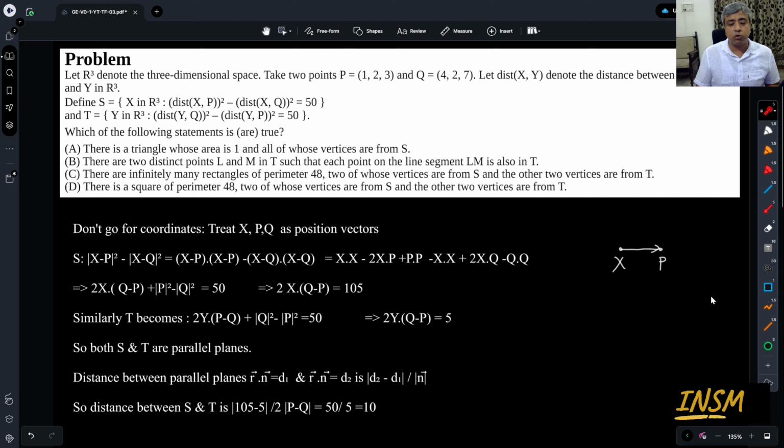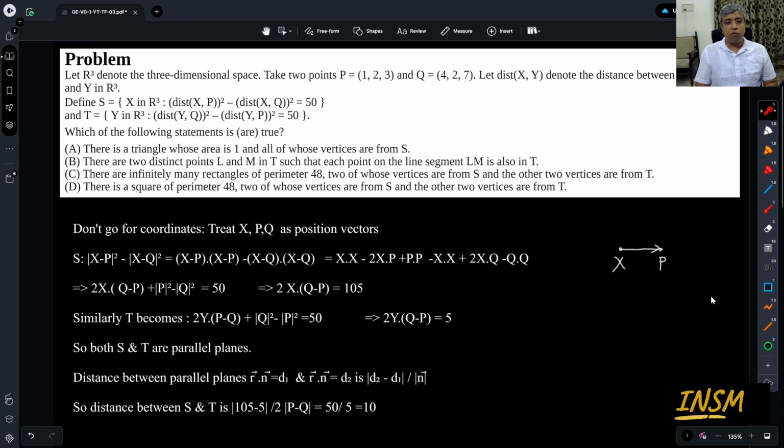So we just open these brackets. It gives x dot x minus 2 times x dot p plus p dot p minus x dot x from here plus 2x dot q minus q dot q. So x dot x gets cancelled out. We combine these two, 2x we take common, you get q minus p plus mod p square minus mod q square. P dot p we wrote as mod p square and q dot q as mod q square, equal to 50, which is given to us.